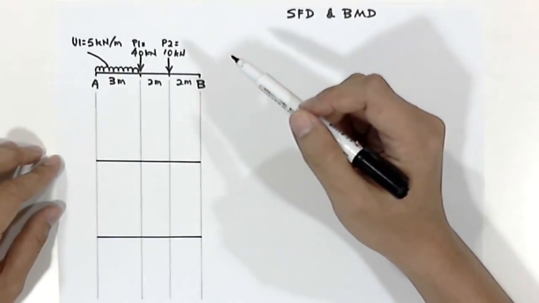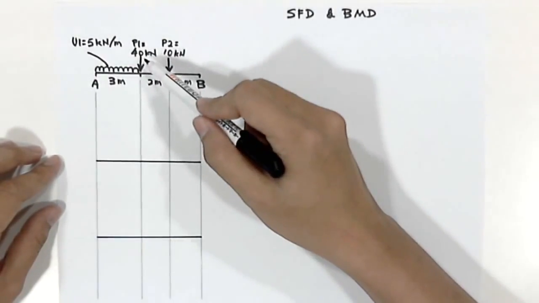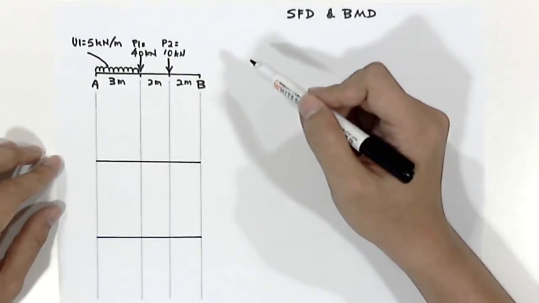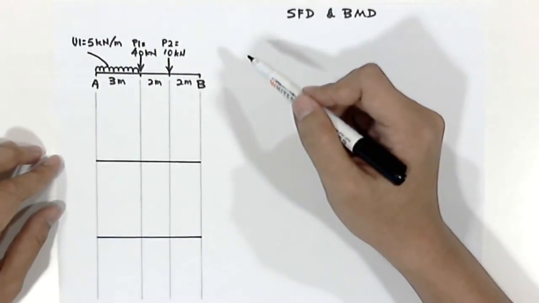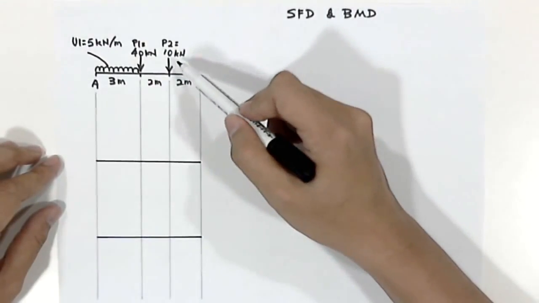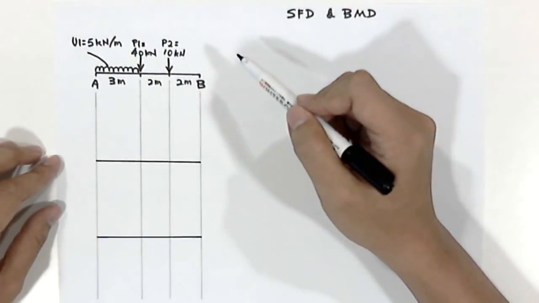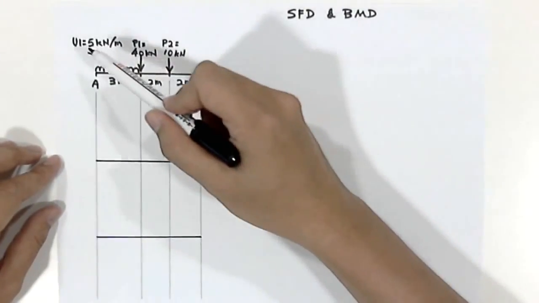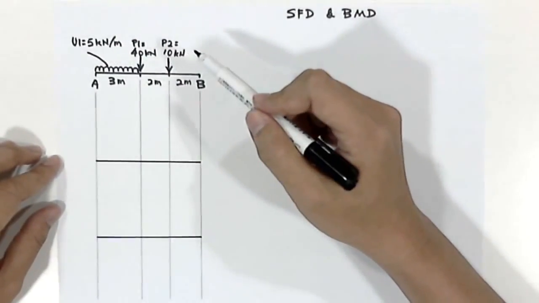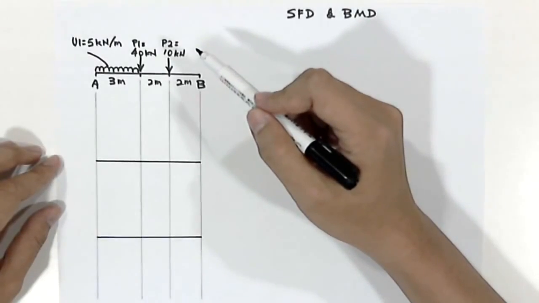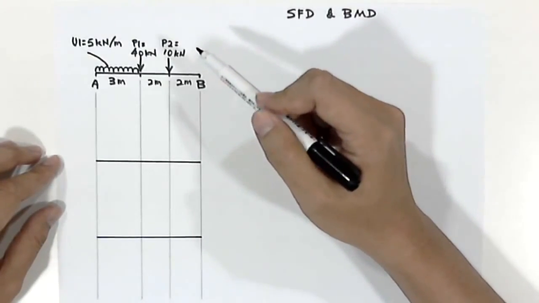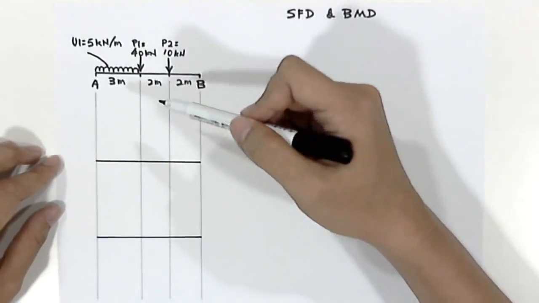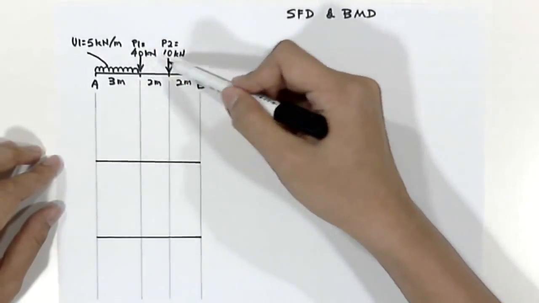The first load will be P1, point load 1, which is 40 kilonewton, and we have point load 2, 10 kilonewton, and we have a uniform load U1, with the value of 5 kilonewton per meter. The position of the load is as displayed in the diagram.